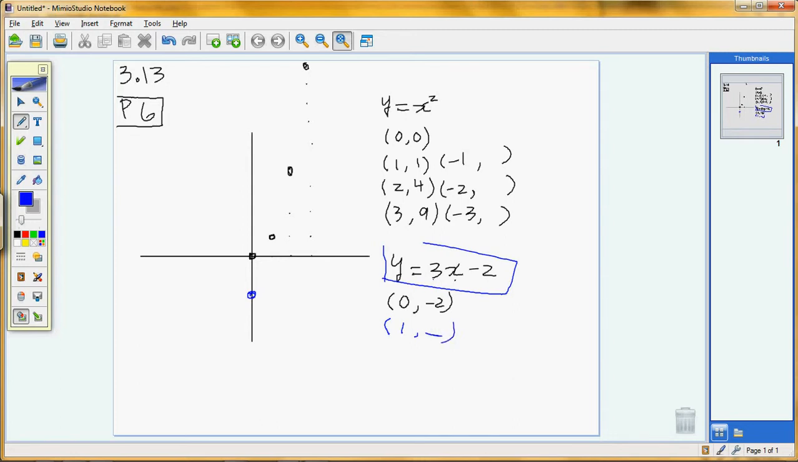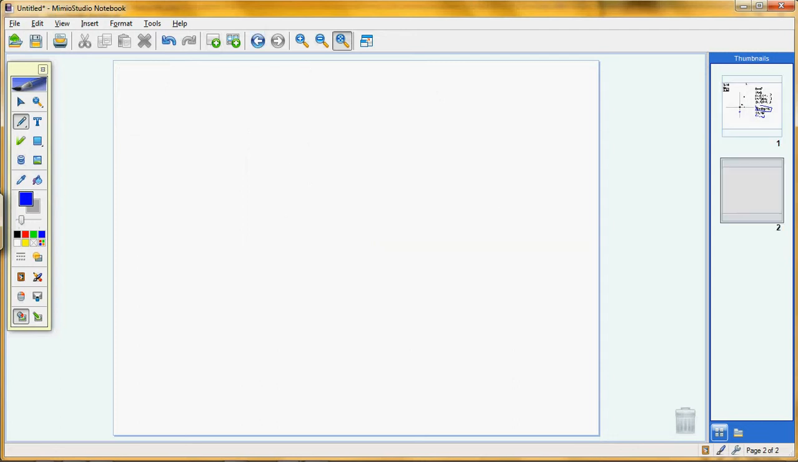Problem 7, find two equations. So let me just move on. Find two equations with graphs that intersect at the point negative 5, 4. Show that the point negative 5, 4 makes both equations true. Okay, that's a kind of challenging problem. Problem 7. So we have some kind of graph.